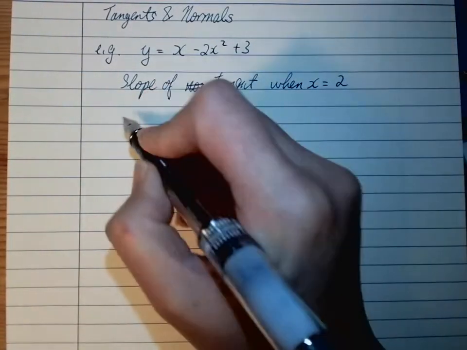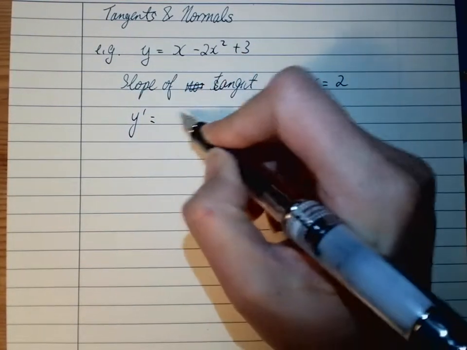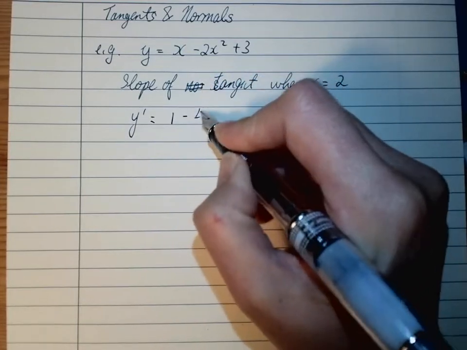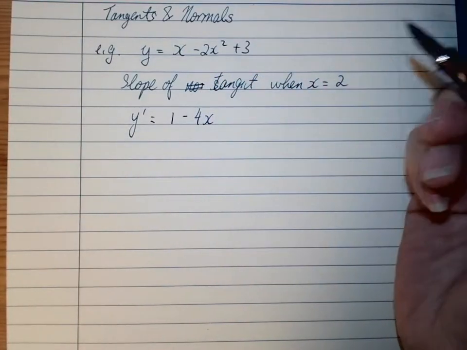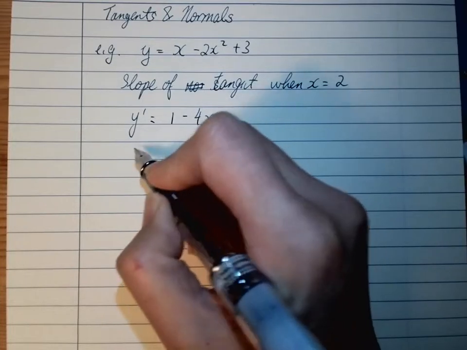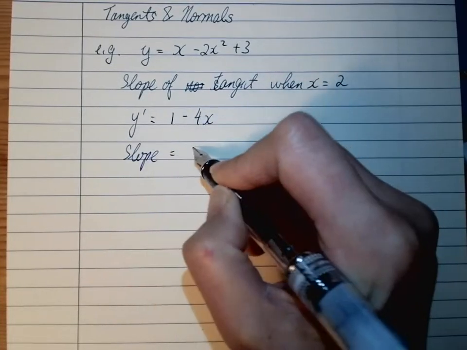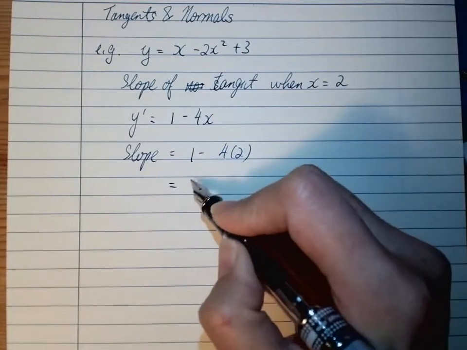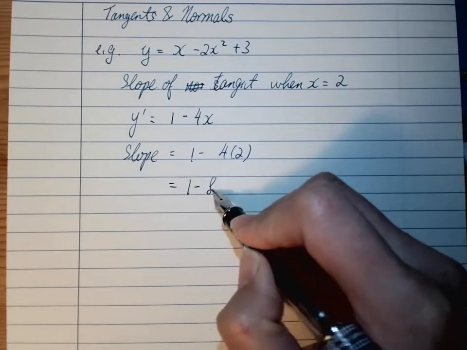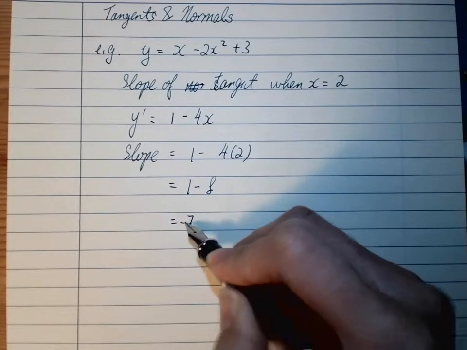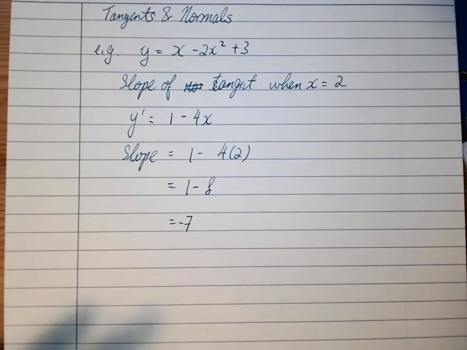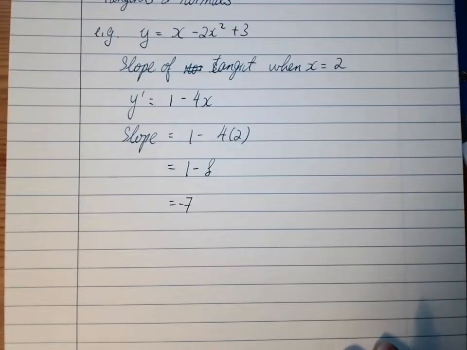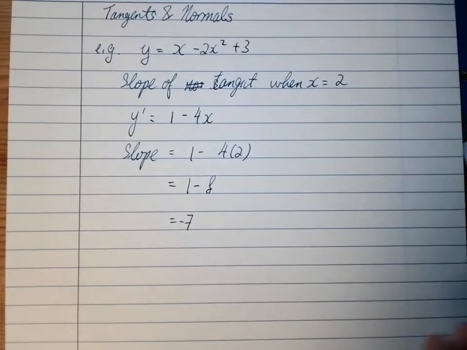So all you need to do is differentiate it: y dash equals 1 minus 4x, and substitute the x point in it, so we'll have 1 minus 8, which is negative 7. So the slope of the tangent is negative 7. Nice and easy. However, if we need to find the equation of the normal, we need a few more steps.